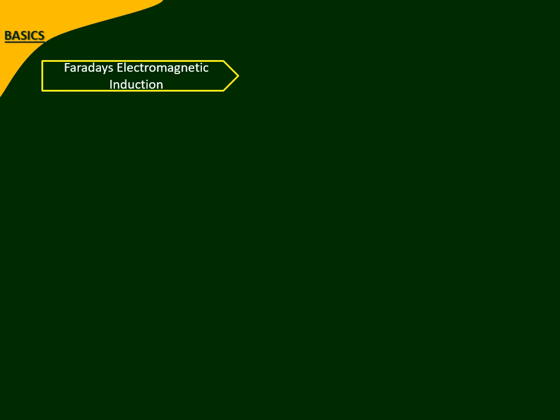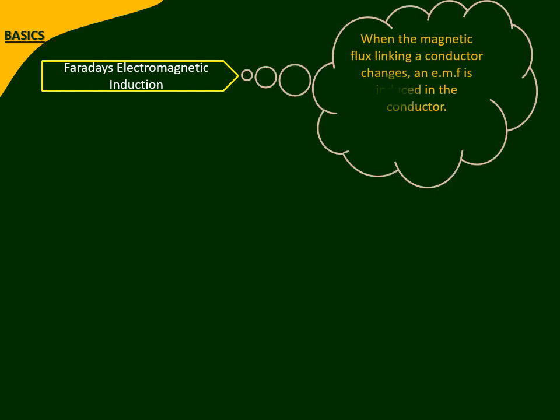What does it state? It states that when the magnetic flux linking a conductor changes, an EMF is induced in the conductor, which means the EMF can be induced only if there is a rate of change of flux linked to the conductor. That is, EMF is proportional to d phi by dt.